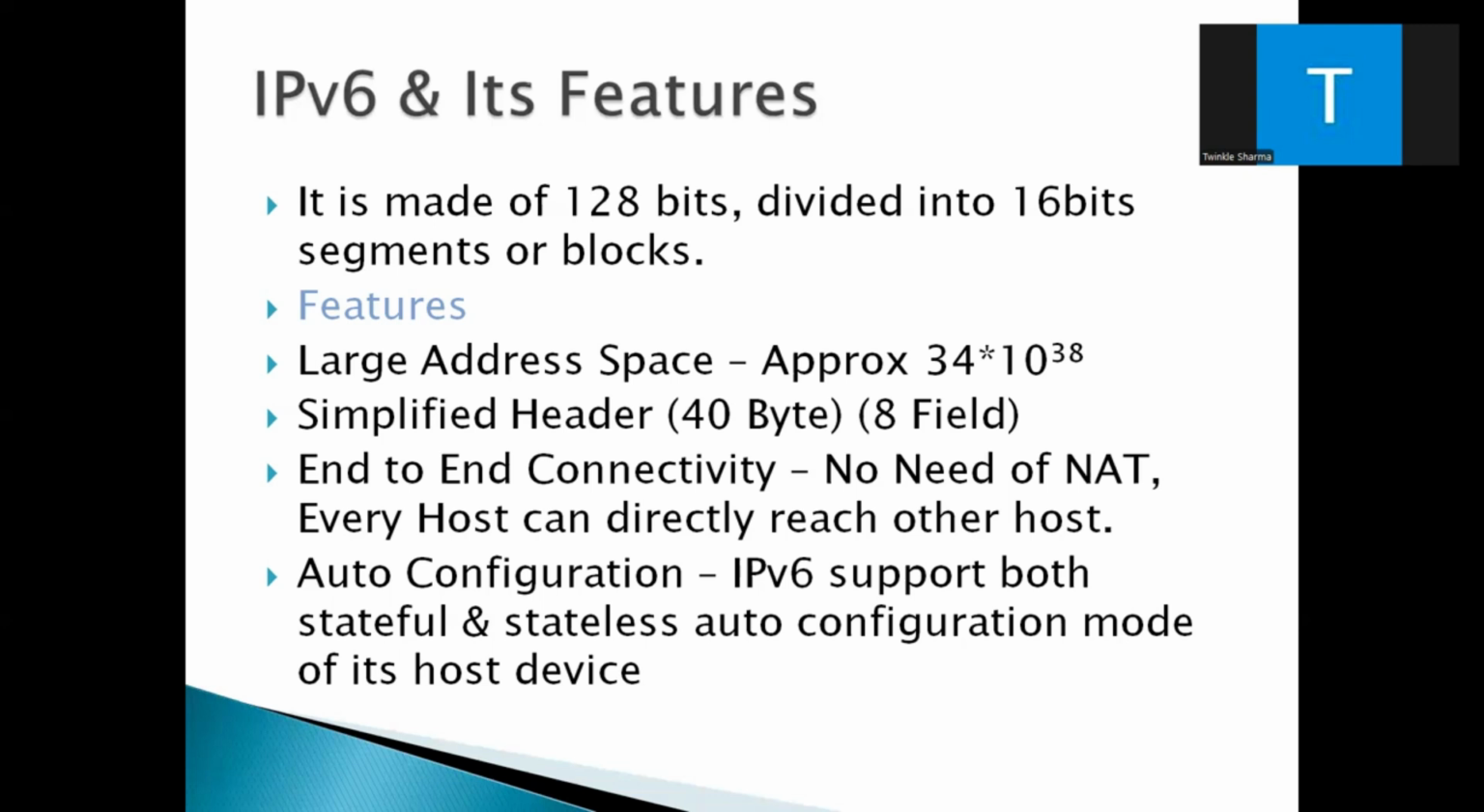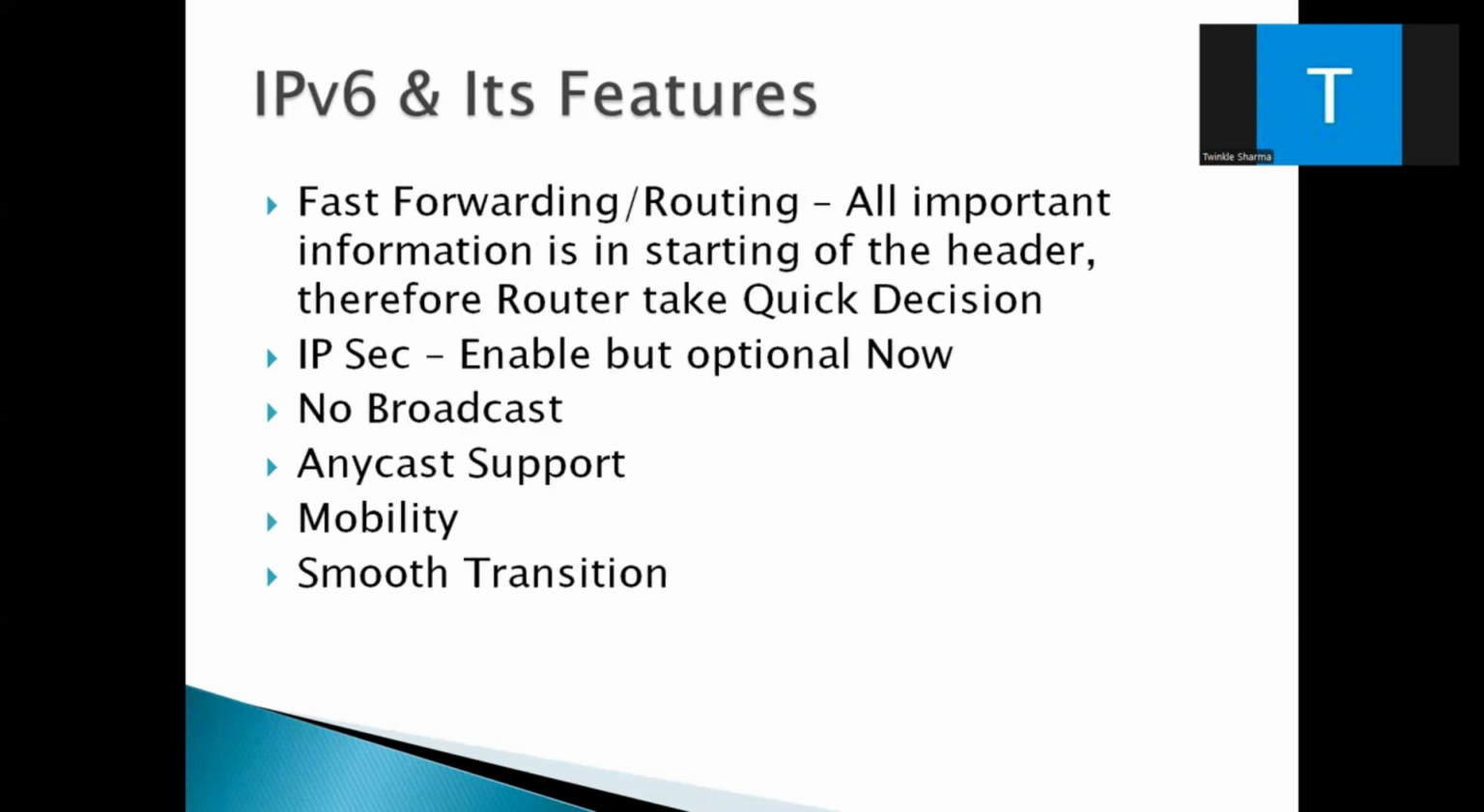Then we have fast forwarding routing. All important information is at the start of the header, therefore the router takes quick decisions. IP security is enabled but optional now. No broadcast, anycast support, mobility, smooth transition, which means dual stack, header translation or tunneling.